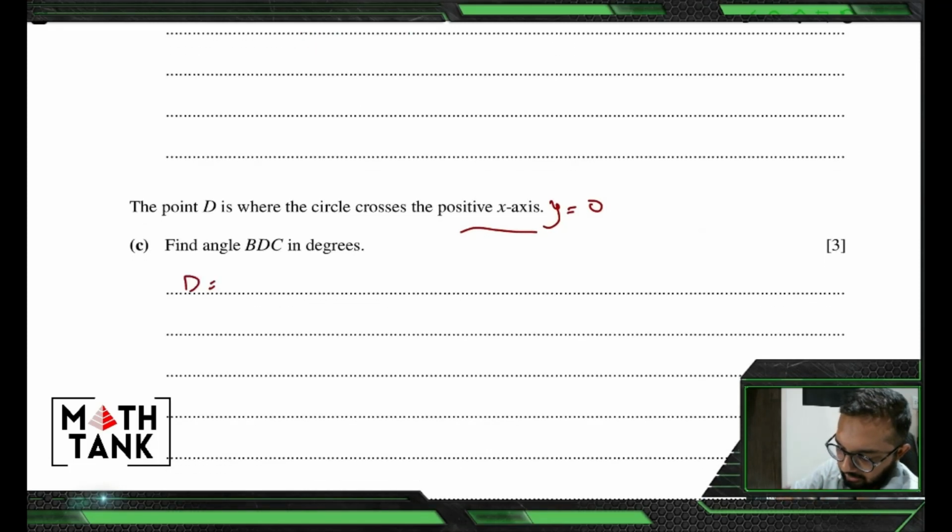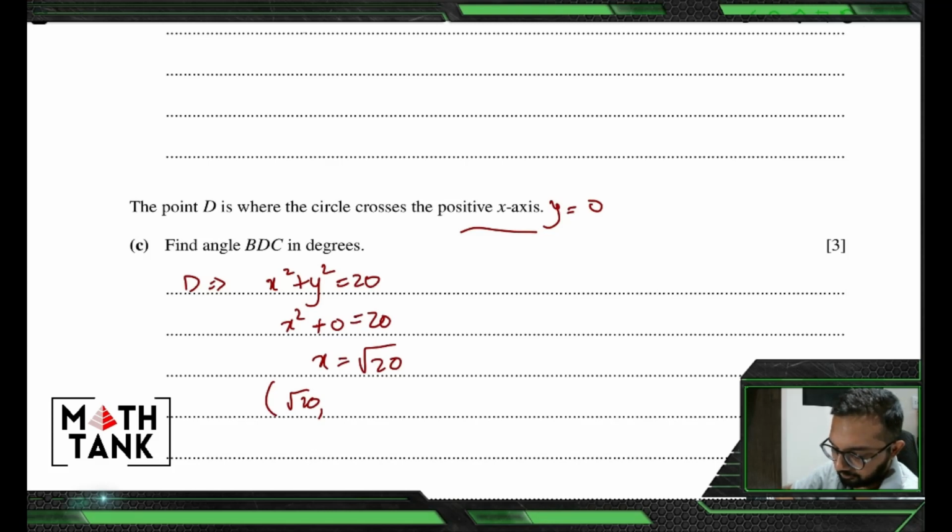So for D, x squared plus y squared equals 20. So x squared plus 0 equals 20, x equals root of 20. So those are the coordinates of D, root 20 comma 0. I go on and find CD. I could also actually use vectors to do this question. That would make the question shorter actually. So you could use either way. I'm not going on and solving all of that. It's a lot of cosine rule calculation and all those things.